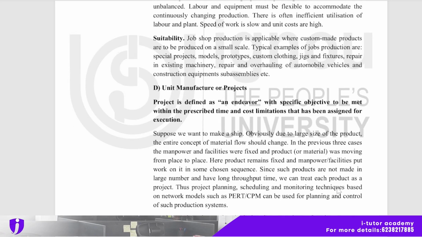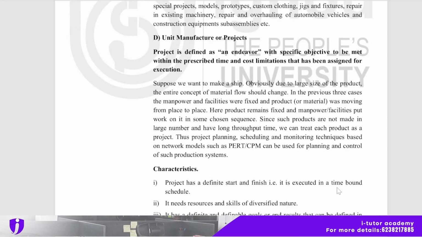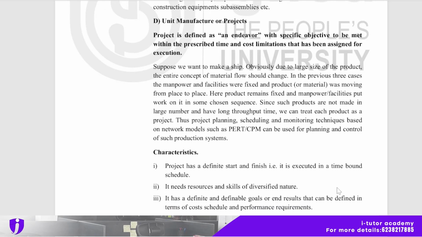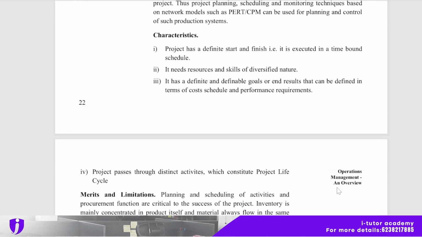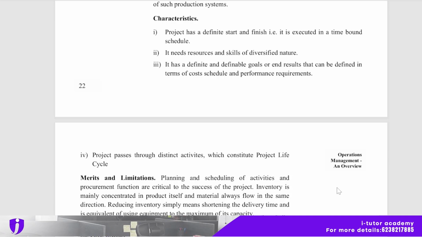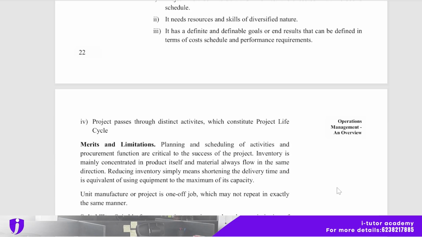And next is unit manufacture or projects. A project is defined as an endeavor with a specific objective to be met within the prescribed time and cost limitations that has been assigned for execution. Characteristics are: a project has a definite start and finish, it is executed in a time-bound schedule, it needs resources and skills of a diversified nature, and it has definite and definable goals or end results that can be defined in terms of cost, schedule and performance requirements.